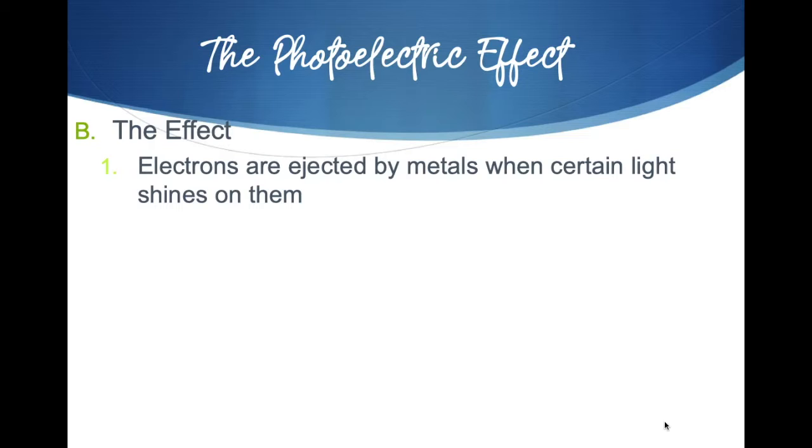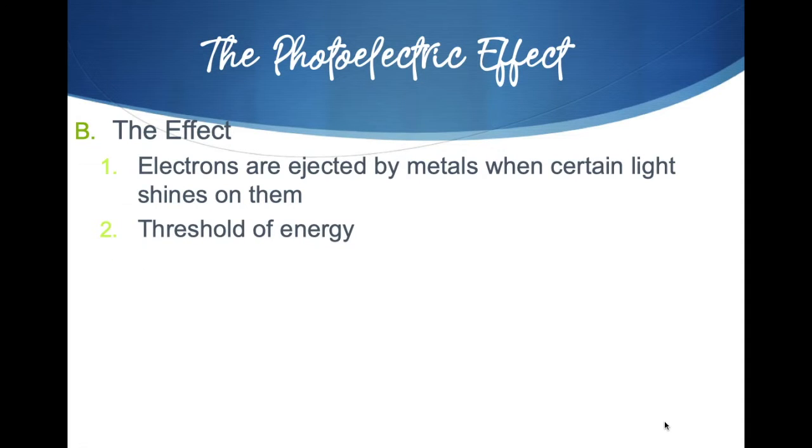It says that electrons are ejected by metals when certain light shines on them. Now that may sound amazing and wild, but think of it: this is solar panels. Solar panels work because UV light from the sun shines on whatever metal is being used. That has enough energy to move electrons in the atoms of those metals, and as the electrons move, that's what electricity is. So then it creates a circuit. That's what the photoelectric effect is, and what solar energy is based upon.